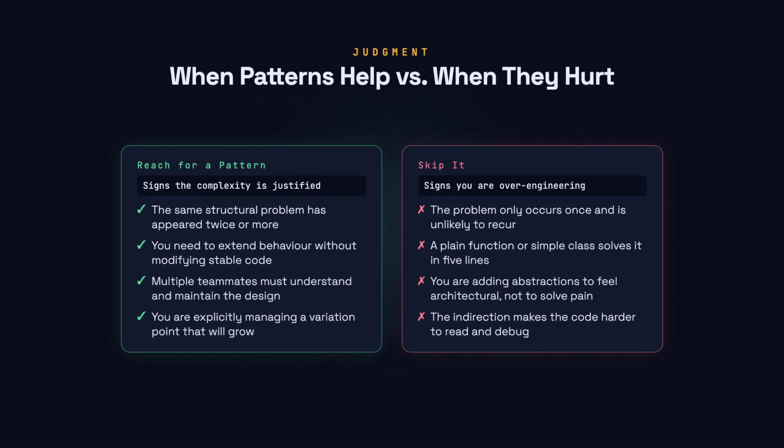Reach for a pattern when you genuinely have recurring variation, when the same structural problem has come up more than once, when you know behavior will be extended by others, or when shared vocabulary will save real communication time across a team. Skip the pattern when a plain function does the job in 5 lines, when the problem is a one-off, or when adding the abstraction makes the code harder to trace than it was before. Applying a pattern where none is needed is called cargo culting, and it creates complexity with no payoff.